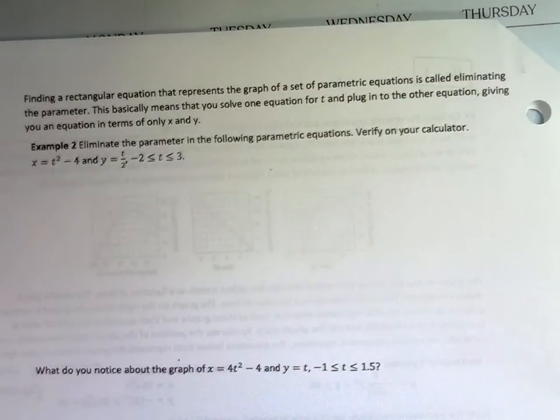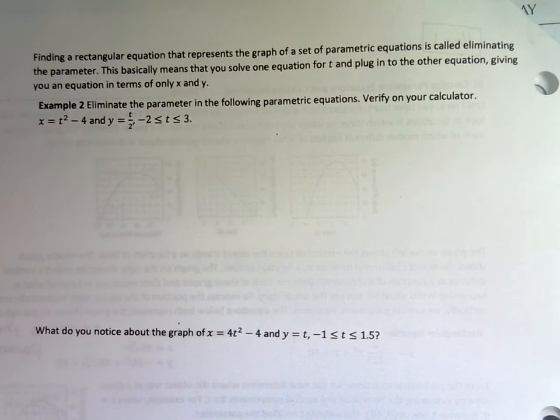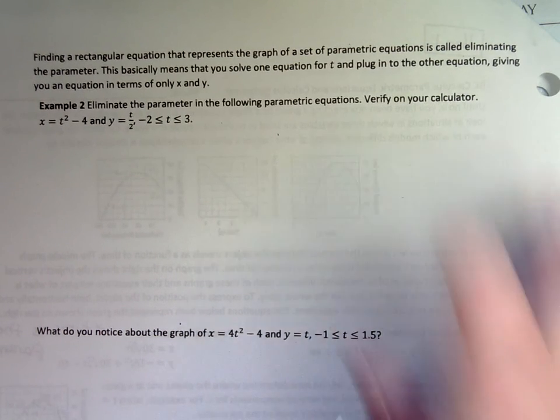So finding a rectangular equation that represents the graph of a set of parametric functions is called eliminating the parameter. In other words, you're getting rid of the t. It basically means that you solve one equation for t and plug it into the other equation, giving you an equation in terms of only x and y. Does that make any sense? You'll see it. It makes a whole lot of sense.